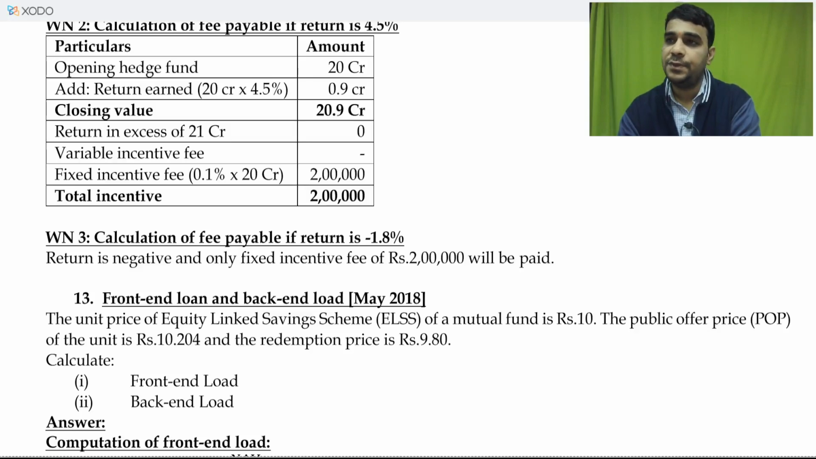Front end load has been eliminated by AMFI. AMFI is the Association of Mutual Funds in India. There is no front end load in the practical world. That has been removed, I think in 2009. Prior to that, the front end load used to be there. Back end load still exists.